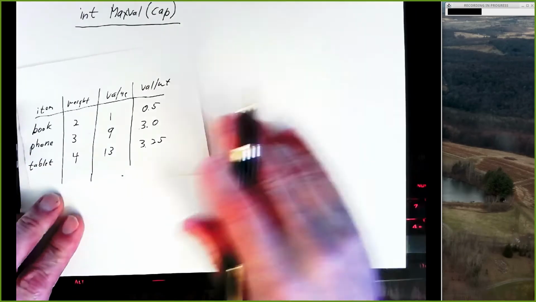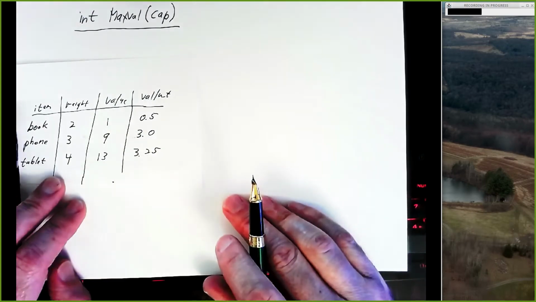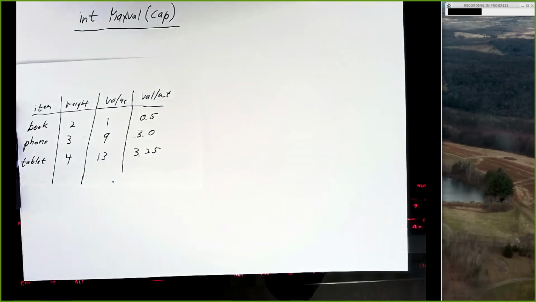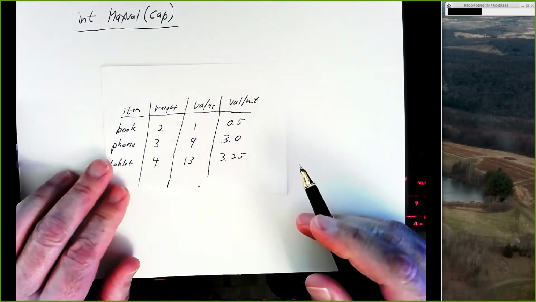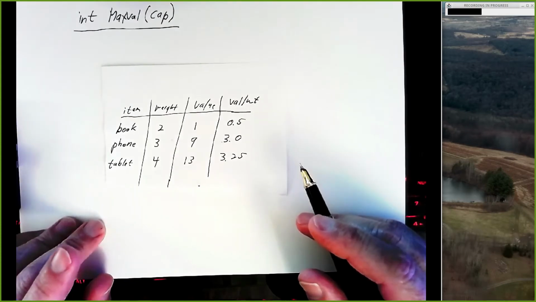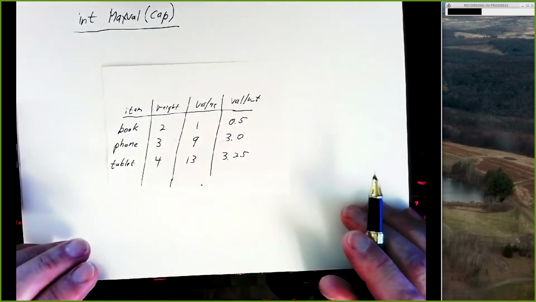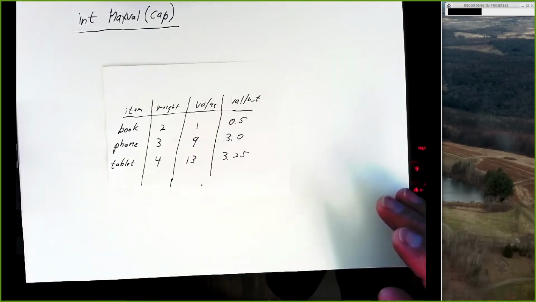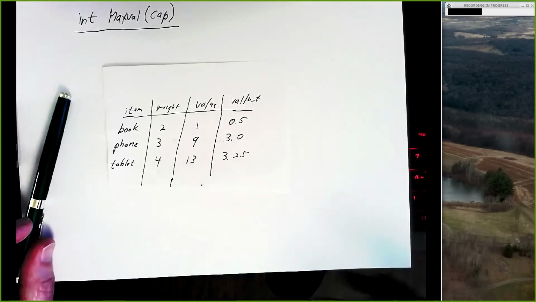And most of these problems we're going to talk about today and Tuesday work with the following observation. We're trying to choose which items to put in our bag in order to maximize the value. There's going to be some item we put in first. It's going to be a book or a phone or a tablet. We know we want to put something in our bag. And it's going to be a phone, a book, or a tablet.